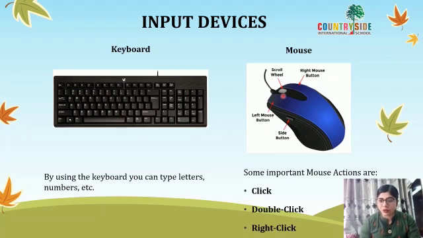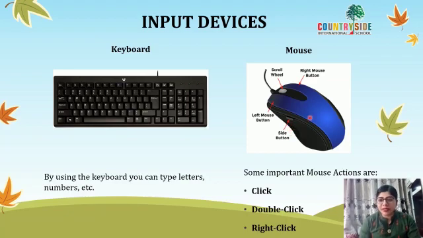Then there is a mouse. We have many different types of mouse these days. Wireless mouses are also available in the market. Some Bluetooth mouses are also available, right? They connect to the computer through Bluetooth. This is an older version which has a wire and is a 3-button mouse. It has a left button, a right button, and a scroll wheel in between. Some mouses also have a side button.